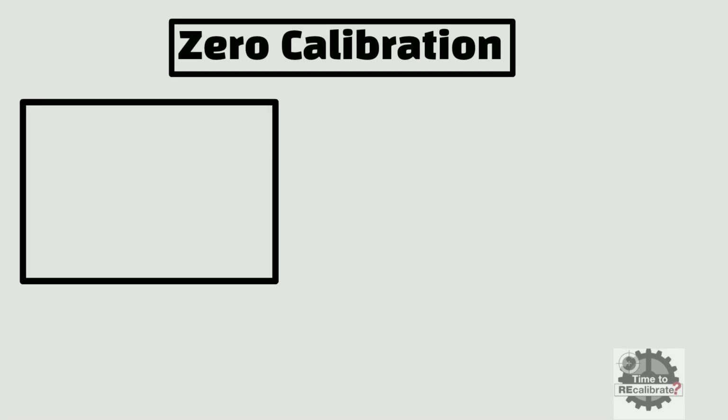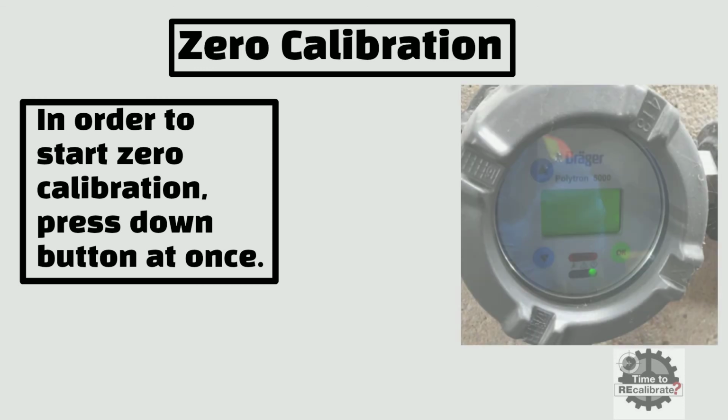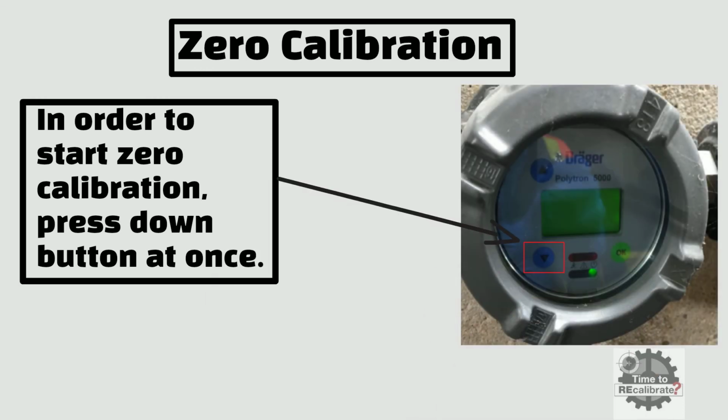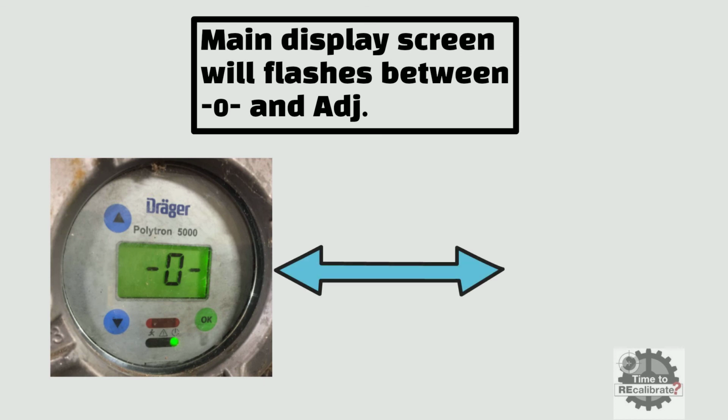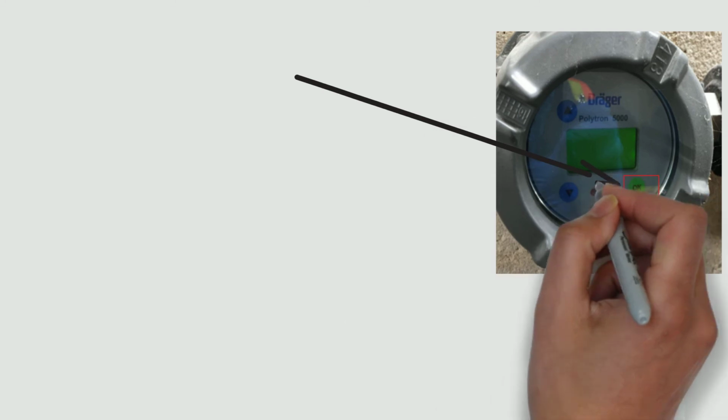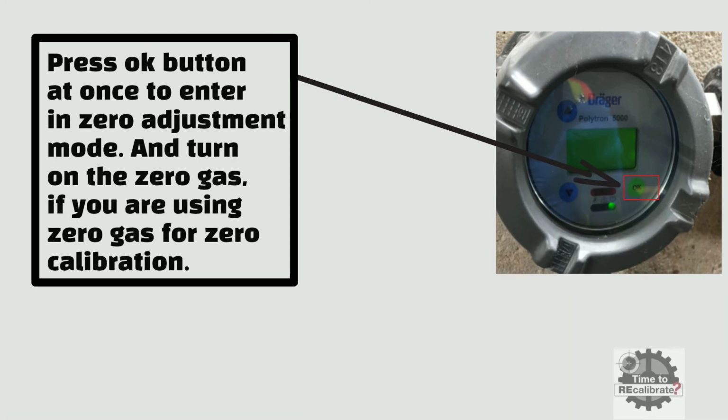Zero calibration. In order to start zero calibration, press the magnetic wand to the down button once. Display will show zero and adjustment. Press the OK button to enter zero adjustment mode. If target gas is present in the atmosphere where the sensor is located, apply the zero gas to the sensor. And if there is no gas present, then you do not need to apply zero gas. In other words, zero calibration will be done in open air.